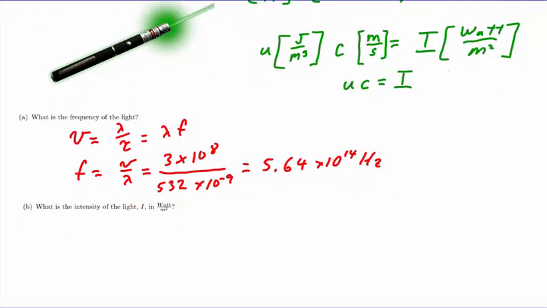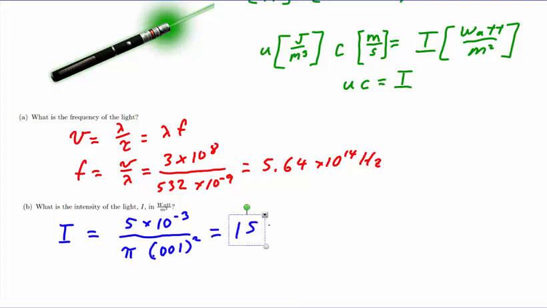Although this formula will be critical in a moment, it is actually not necessary for the solution of Part B. In Part B, we're asked how many watts per square meter, and we're told that the laser produces 5 milliwatts, and it does so in a circular spot whose radius is 1 millimeter. Therefore, the area over which this light exists is pi r squared. Plugging in the numbers, we come up with 1592 watts per meter squared.